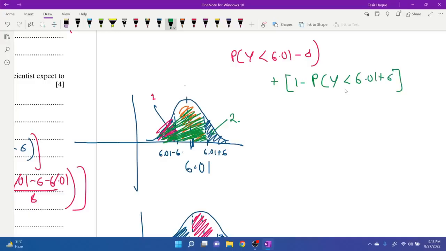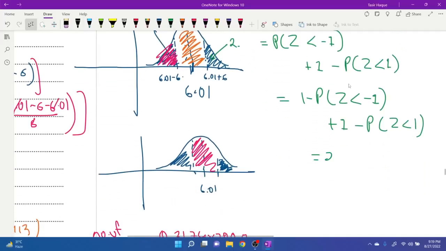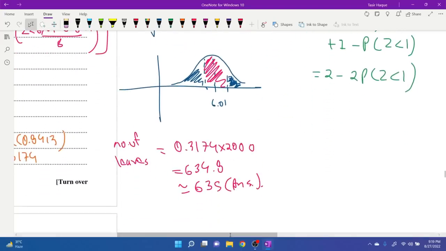I'm finding this one out. This region is this part. So if you subtract that from 1, you're going to get the blue region. So that's P(Z is less than (6.01 minus sigma minus 6.01) by sigma, which is minus 1), plus 1 minus P(Z is less than (6.01 plus sigma minus 6.01) by sigma, which is just 1). So if you break this down, you end up with 1 minus P(Z is less than minus 1) plus 1 minus P(Z is less than 1). If you add them up, you get the same thing, 2 minus 2P(Z is less than 1). So that's the same thing. All right. What about the last one?